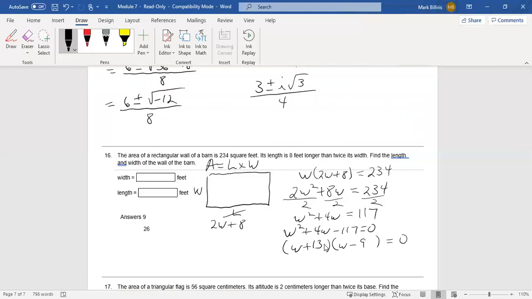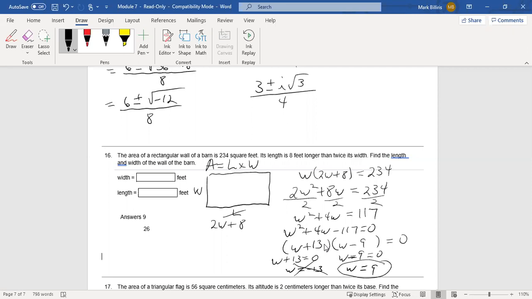So remember, we set each one of these to 0 to solve. So we have W plus 13 equals 0, and W minus 9 equals 0. So W would equal negative 13, or W would equal 9. Now, since W represents the width, when we measure, we don't have negative answers. So negative 13 would not be a solution. So we know our width is 9.